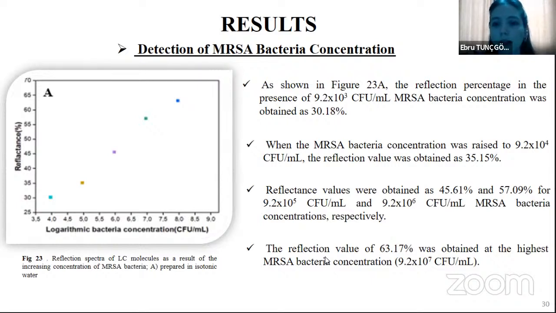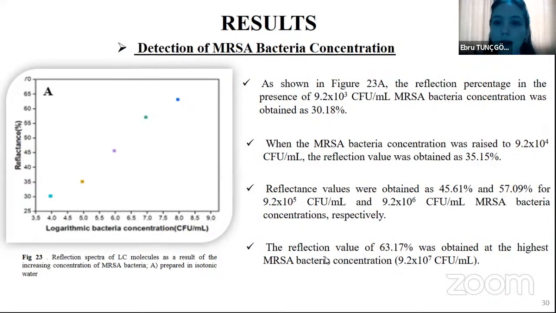When the MRSA bacteria concentration was raised to 9.2 times 10 to the power 4 CFU per milliliter, the reflection value was obtained as 35.15%. Reflectance values were obtained as 45.61% and 57.09% for the 9.2 times 10 to the power 5 CFU per milliliter MRSA bacteria concentration, and respectively the reflection value of 63.17% was obtained at the highest MRSA concentration.